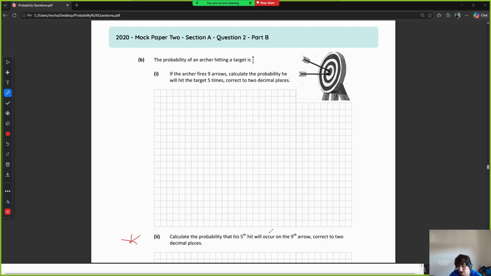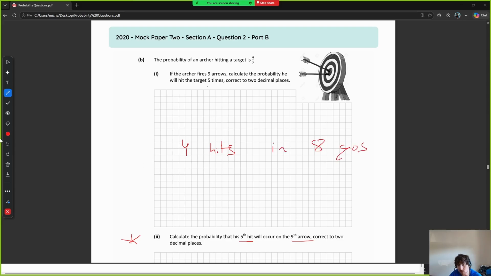Pause the video, everyone, and make sure you're able to do this, because this is bread and butter probability Bernoulli trial stuff you're meant to be able to do. Okay, it says calculate the probability that the archer's 5th hit will occur on his 9th shot. Calculate to 2 decimal places. So what we've got to do here is he's going to have, out of 8 attempts, 4 hits, 4 successes, 4 hits in 8 goes.